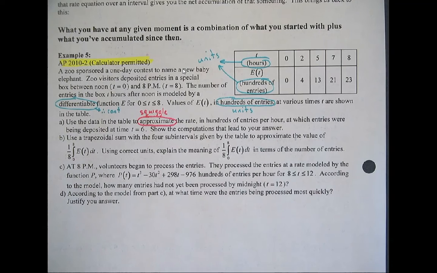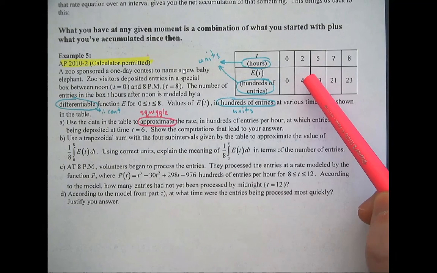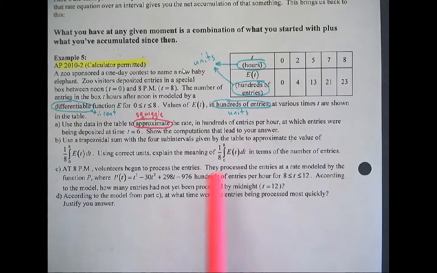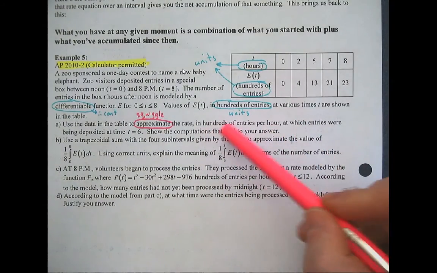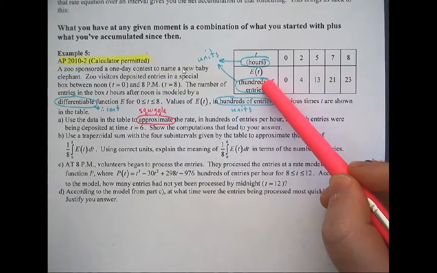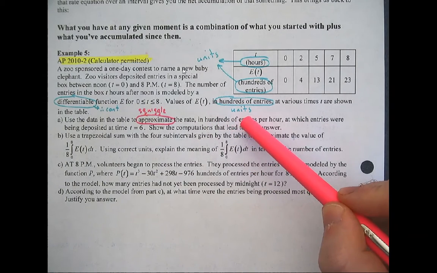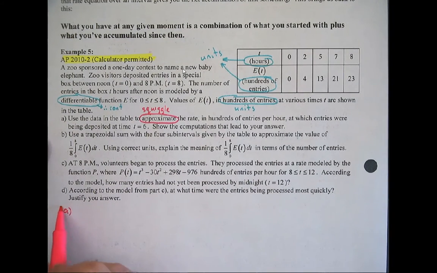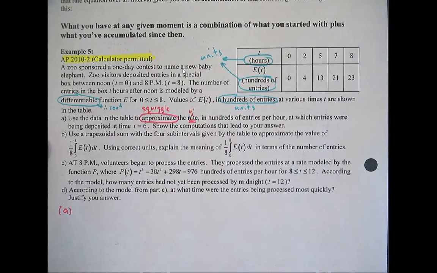All right, so let's talk through this. We want to see how fast they were being deposited. We want to see the rate of change. Okay, how fast were these things getting put in per hour? Hundreds of entries per hour. That's slope, guys. Hundreds of entries are our y values. Hours are our x values. So it wants to figure out how fast E of t is changing according to t. That's just a slope formula. So don't overthink it. You've got to be on alert that this is a rate. A rate usually means y prime or something like that.